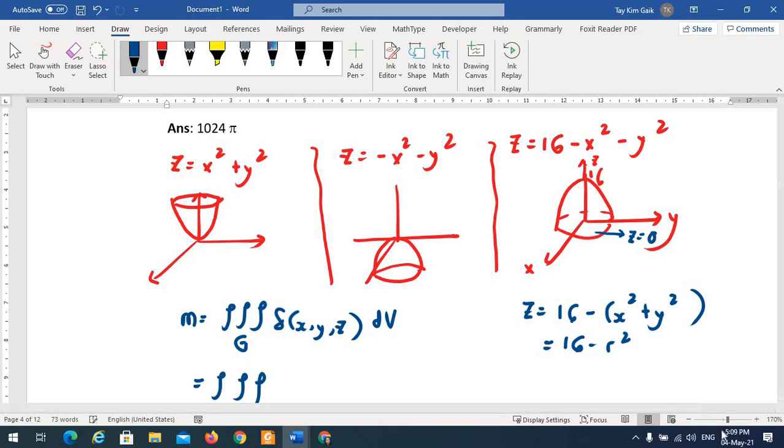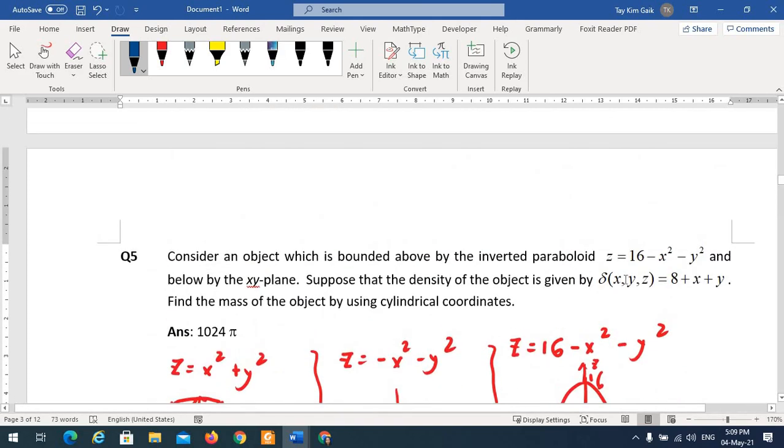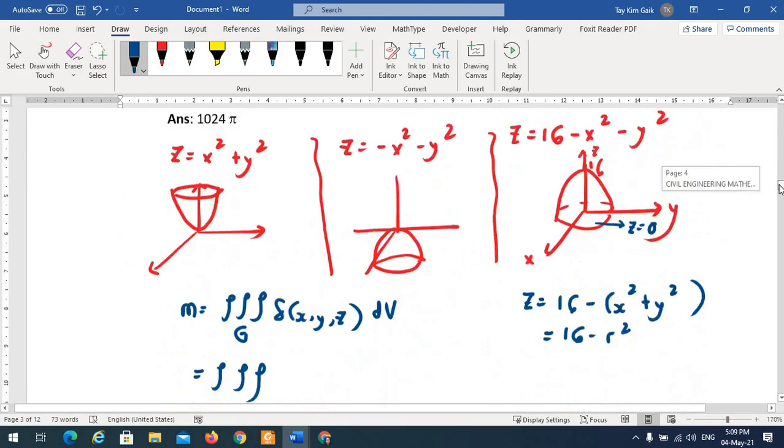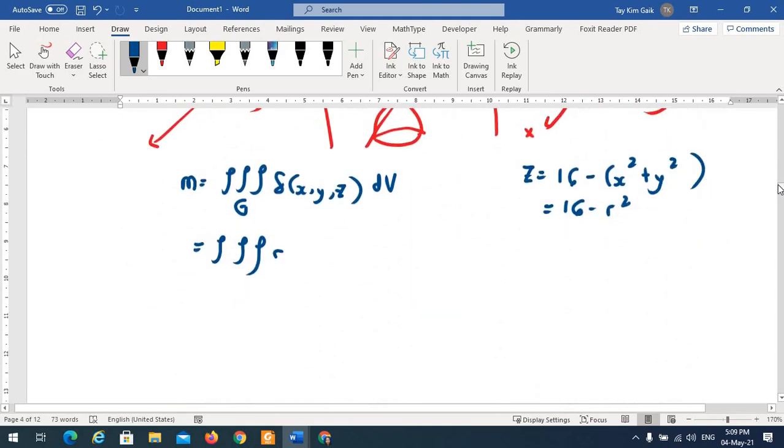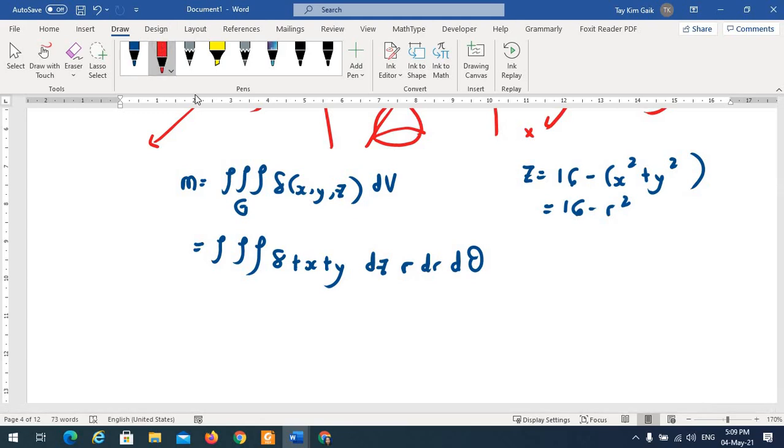So what's the delta x, y, z? The density function delta x, y, z is 8 plus x plus y. Okay, dV, I'm going to use dz r dr d theta, because for the paraboloid, x squared plus y squared can change to r squared. And so integrate with respect to z first.